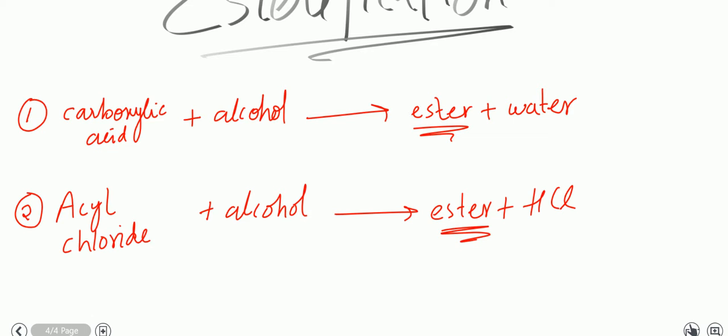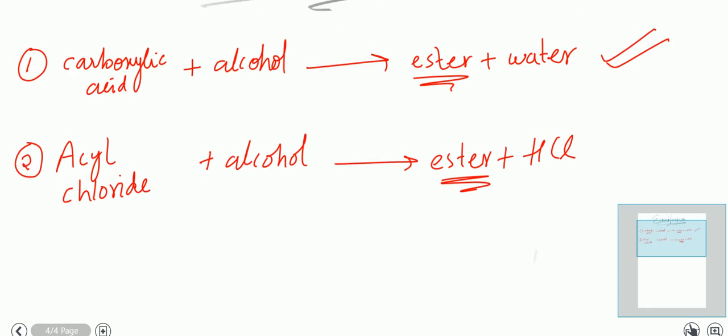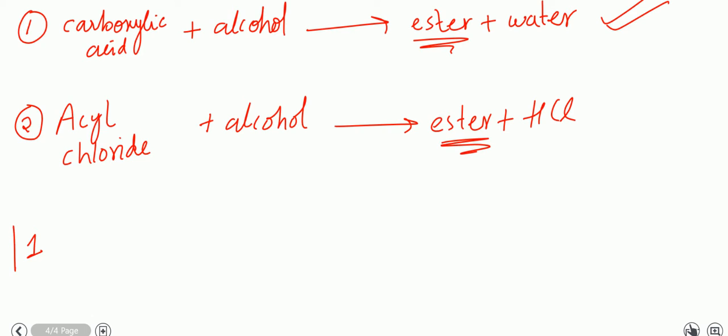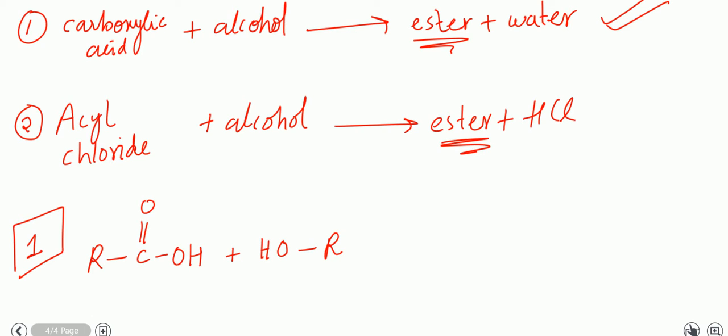So first we're going to look at this reaction where we have carboxylic acid plus alcohol to form ester plus water. So we're looking at reaction number 1. Carboxylic acid is this functional group, and this is going to react with an alcohol, which is this functional group. Now let's take a look.